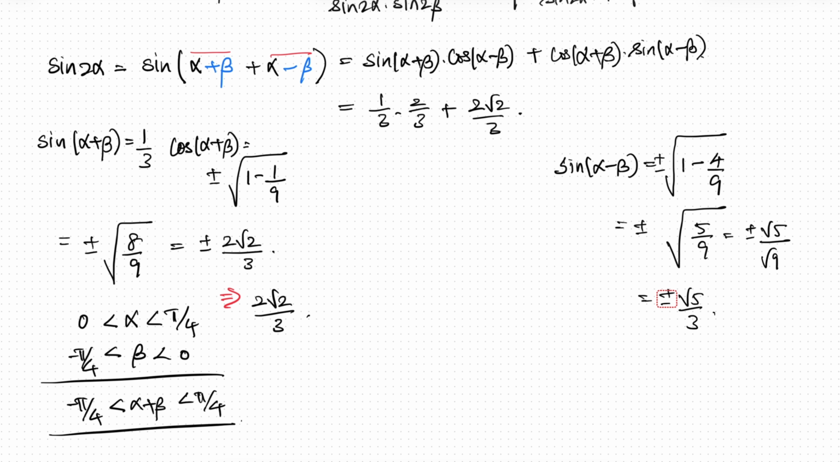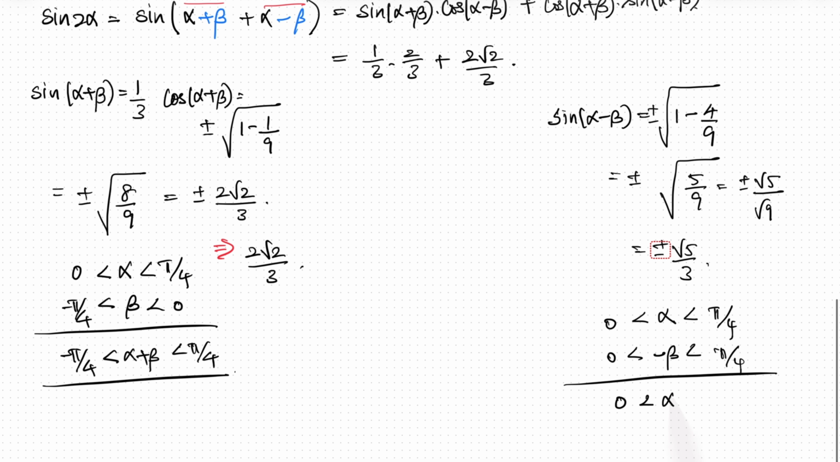Alright. So alpha minus beta. Alpha is lying between 0 to pi by 4. Since beta is lying between minus pi by 4 to 0, minus beta will be lying between 0 to plus pi by 4. And when I add these together, I'll be getting 0 to pi by 2. So alpha minus beta is completely in the first quadrant. Alright. So sine of alpha minus beta will be again a positive value. Alright.